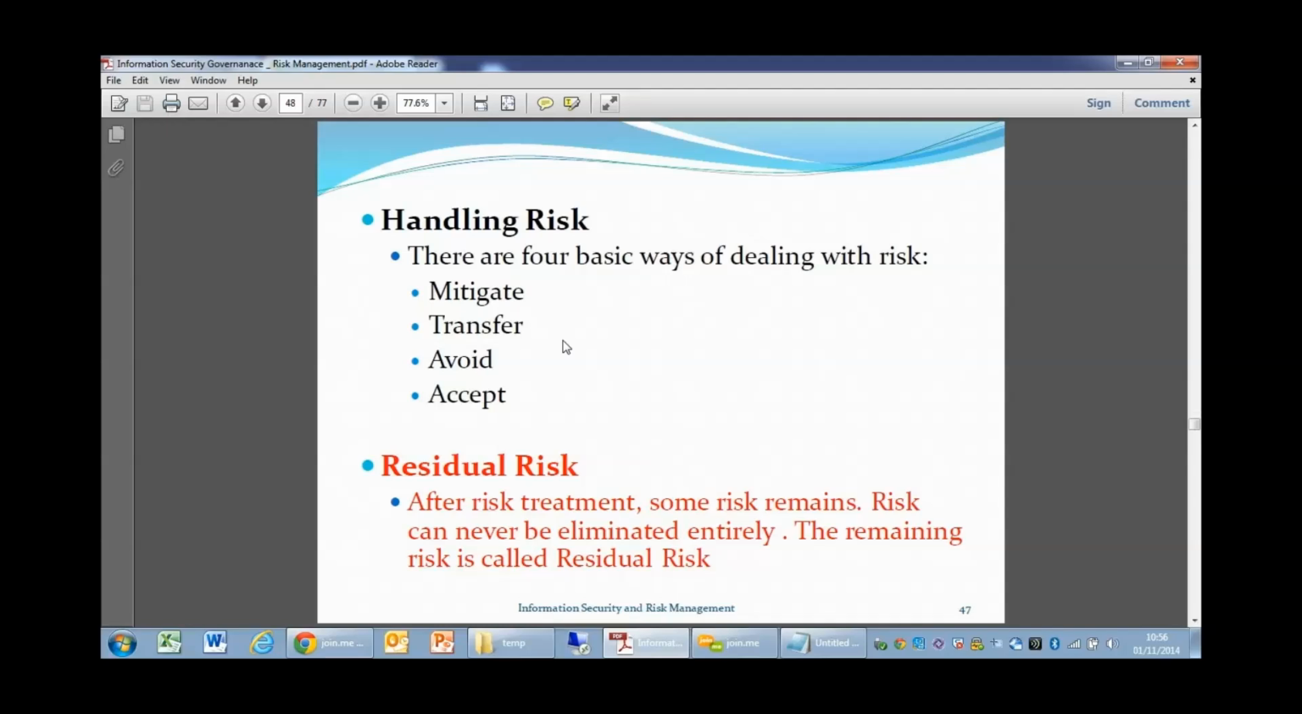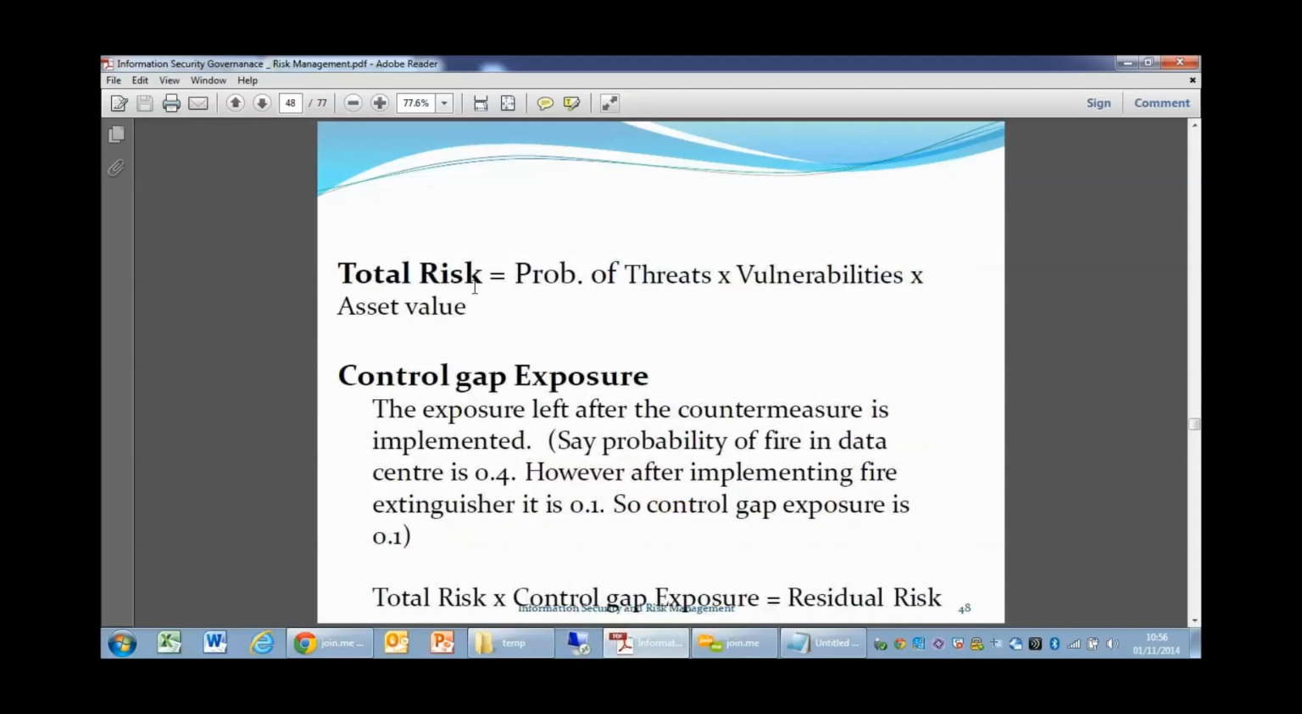Moving on to the next one, which is total risk, is nothing but your probability of threats into vulnerabilities into asset value. This is what we understood. Now you also have control gap exposure. This is again a term used in the InfoSec profession. It is nothing but when you have implemented a control, whatever risk got mitigated, what is the exposure which is still there? So let's say the exposure left after a countermeasure is implemented.